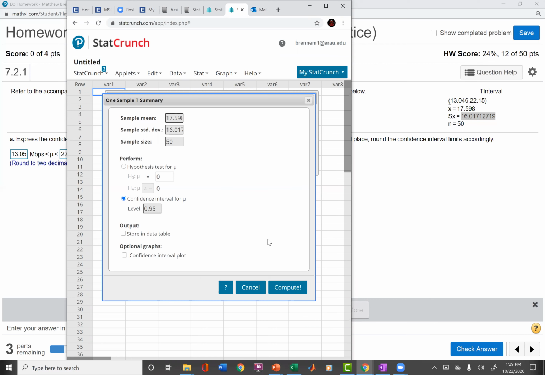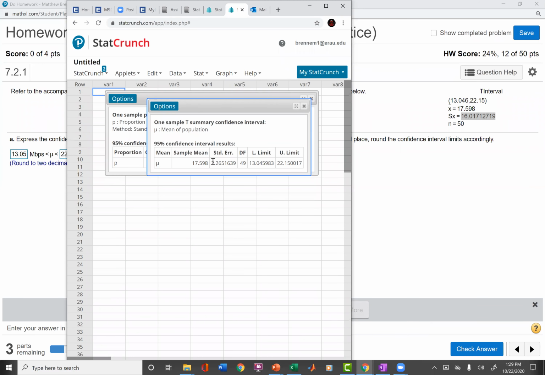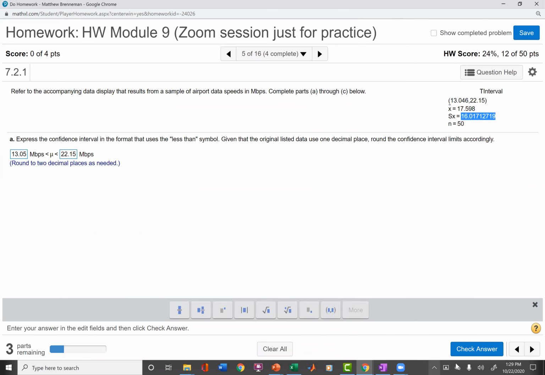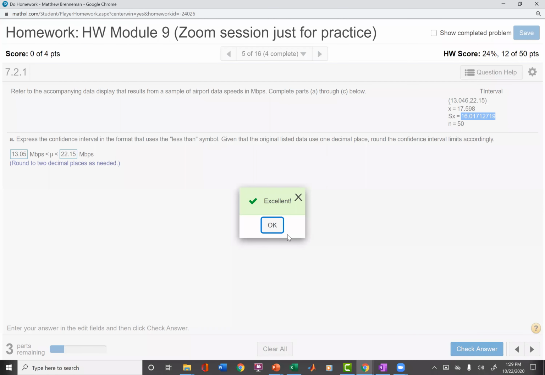Oh. And see, that's what I was saying before. If you do type in something strange, StatCrunch will let you know. It's really good like that. And I look at this, and this looks like what I have. 13.05, 22.15. I done good. Okay. There we go.